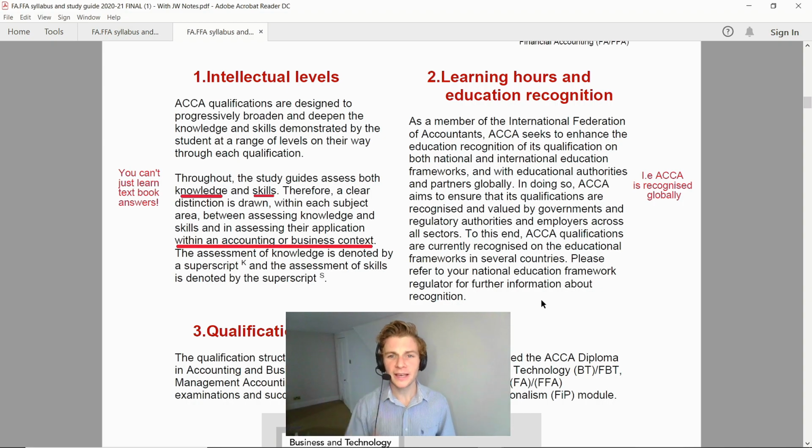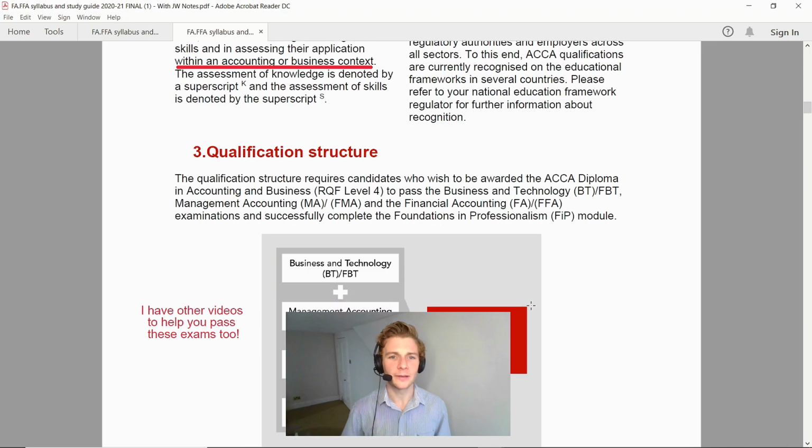But we've got the learning hours and education recognition. The only bit on there was that regardless of which exam you're doing around the world, ACCA is globally recognised. These are fundamental skills that you need to be understanding, and they're going to progress into other examinations as well. So we're going to keep on going down.